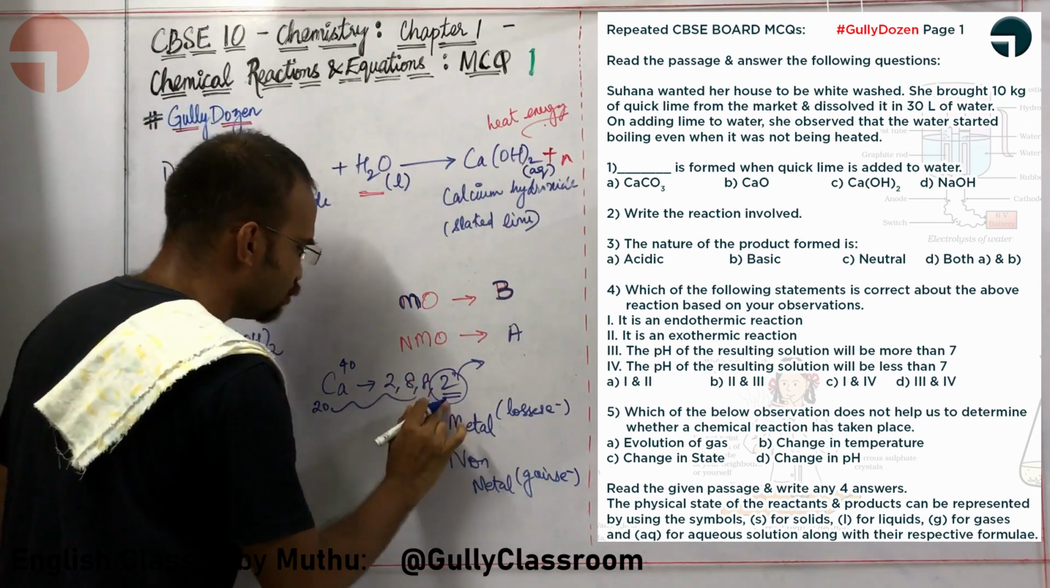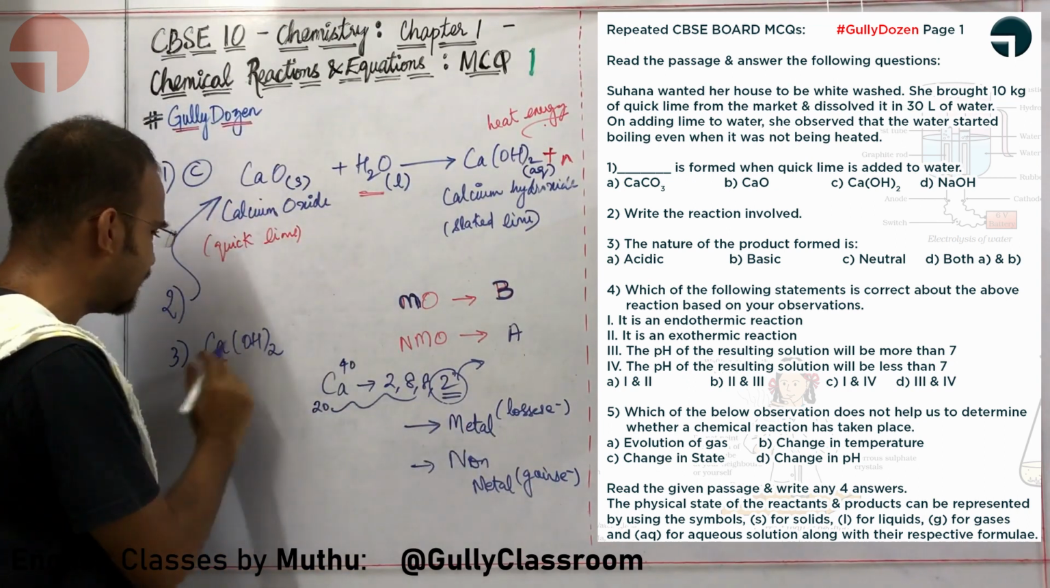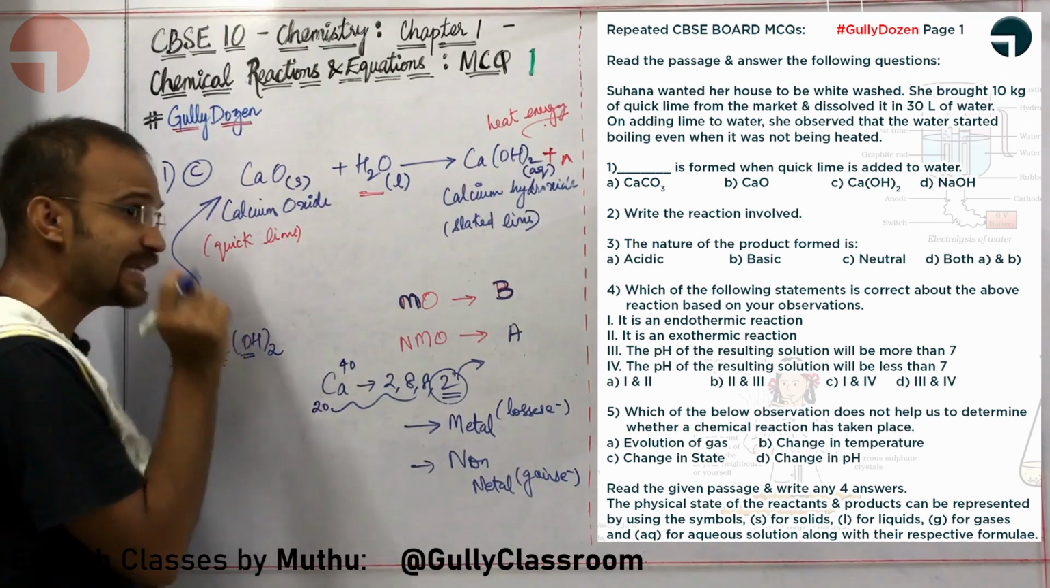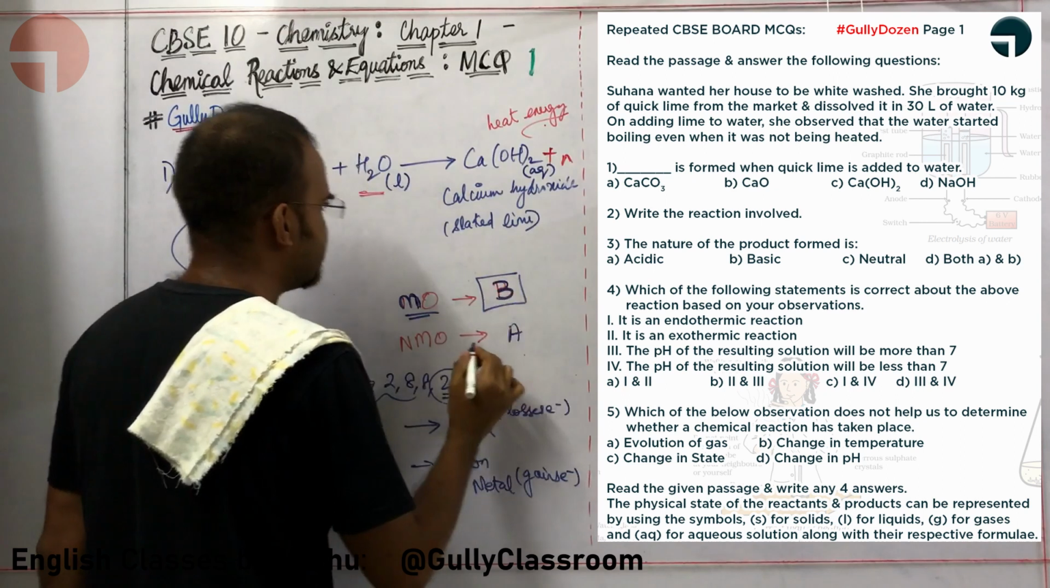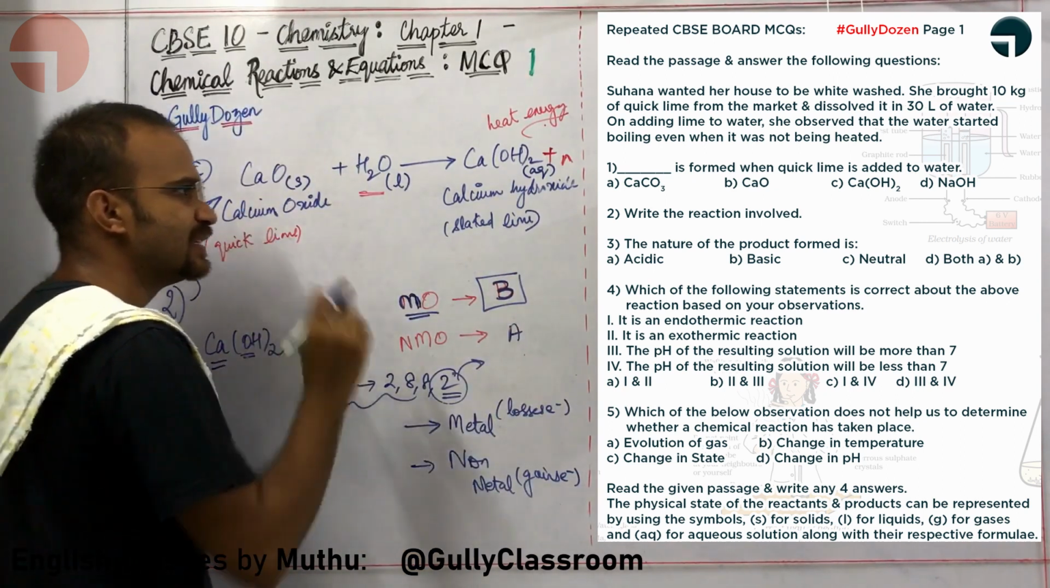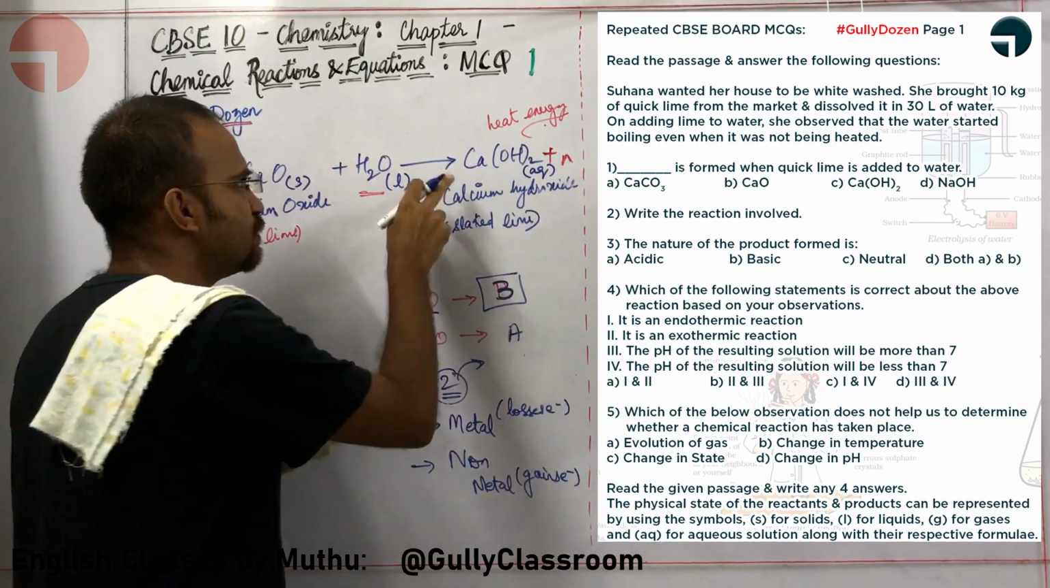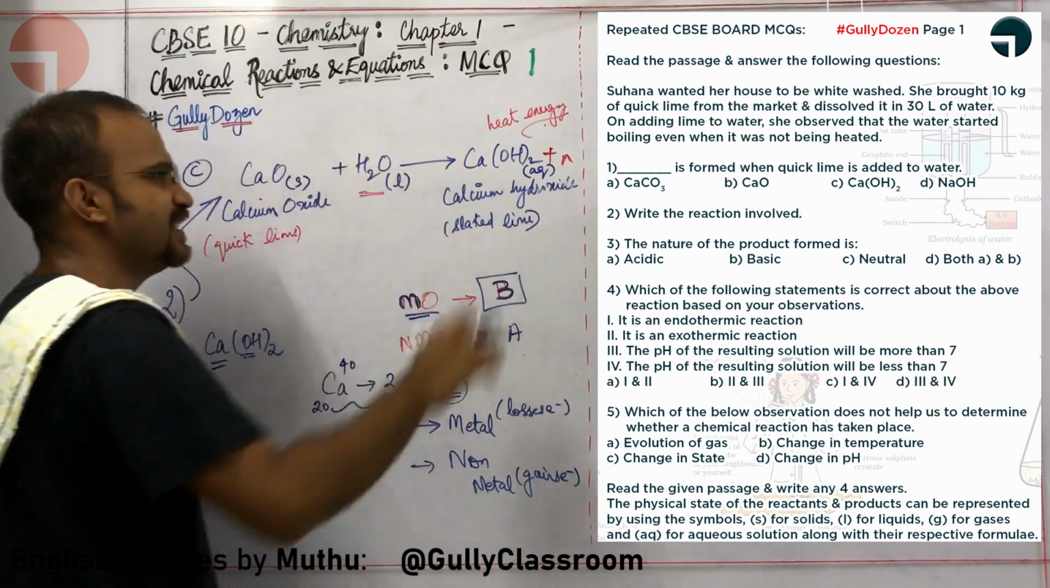Here calcium is losing electrons, so this is a metal. Here there is oxygen, so this can be considered as a metallic oxide. Metallic oxides are basic in nature. So for the third question, the answer is: the nature of the product formed, calcium hydroxide, is basic in nature.